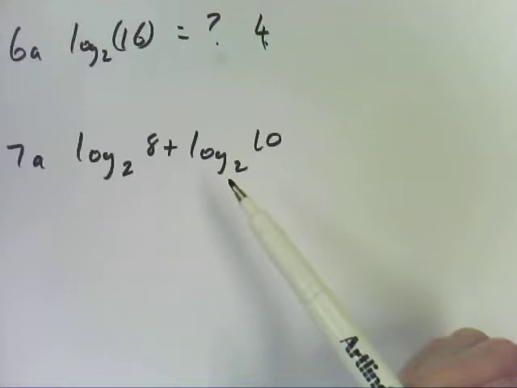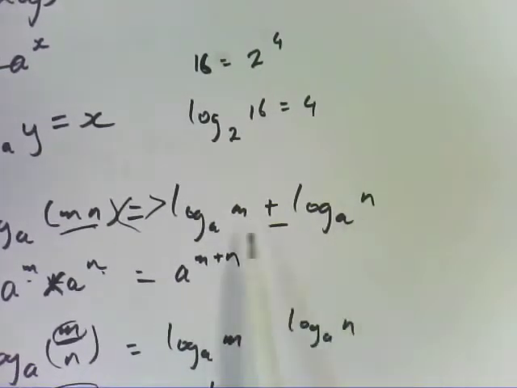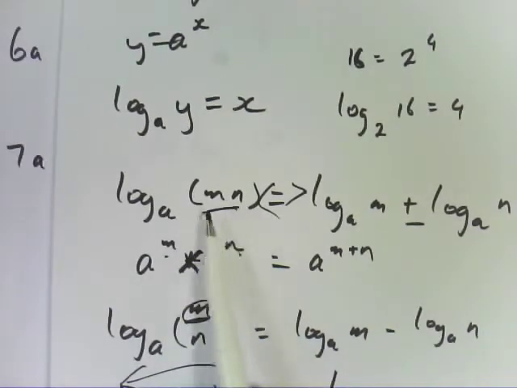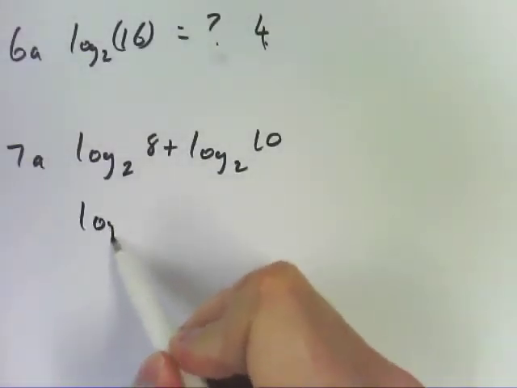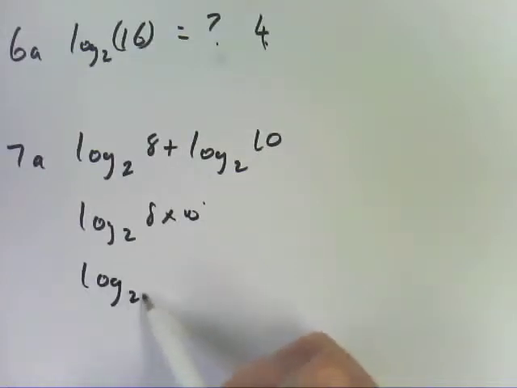This one we're using our rules. So back here, if we're adding these guys, we multiply, and we can multiply in the middle there. So if we just go log 2 8 by 10, so log 2 of 80, which you may be able to simplify a little bit if you think carefully about it.